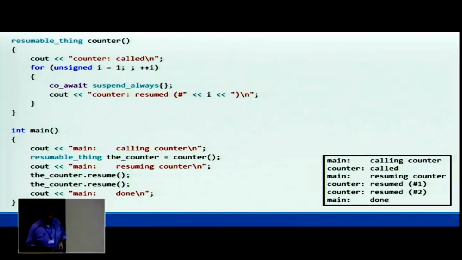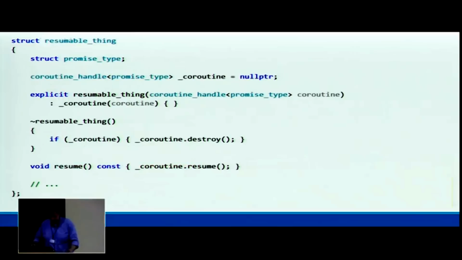So the thing that we need to look at here is how do we implement this resumable thing so that all of this works? So we need a little bit of code here. So the first thing we need to do is we're going to need to have what's called a promise type. And this is the type that tells the compiler how we communicate back and forth with the caller. And we'll look at that definition on one of the future slides. The second thing we're going to want is a member variable that just stores the coroutine handle.